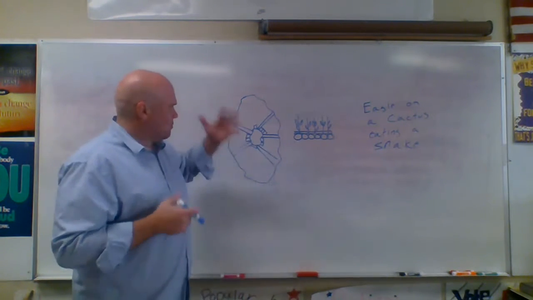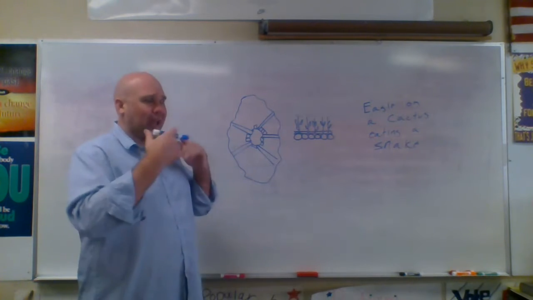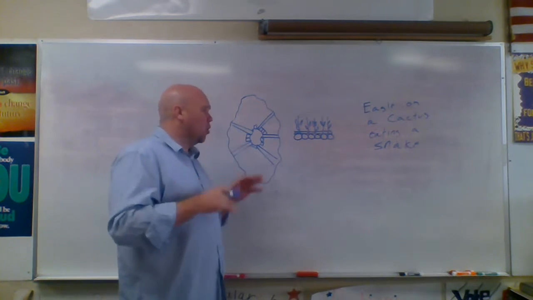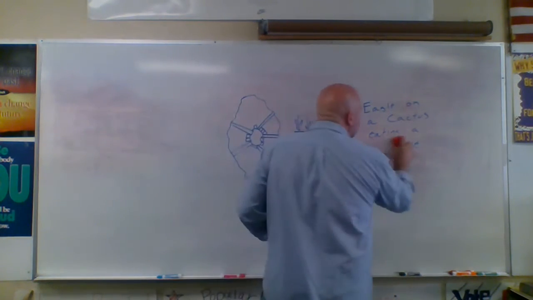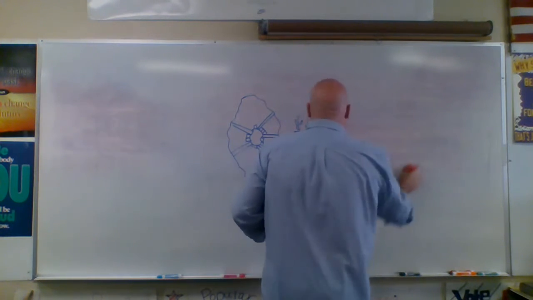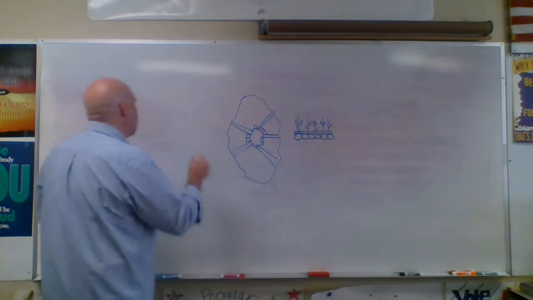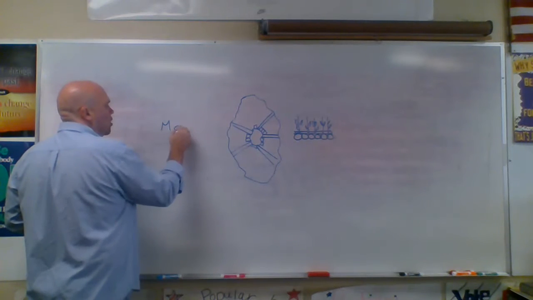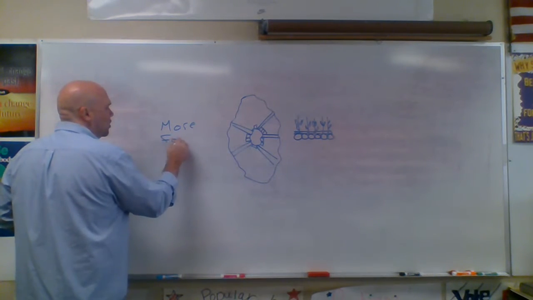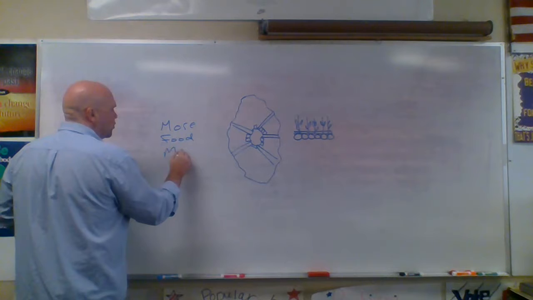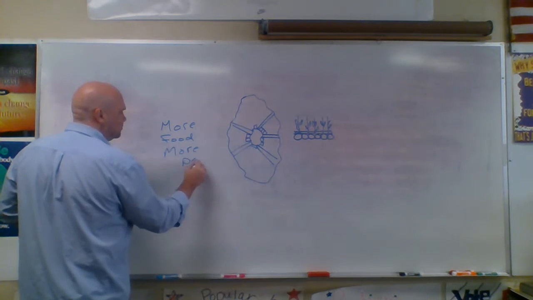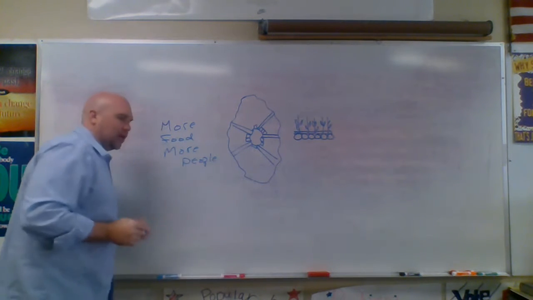Past that, they continue to grow, they continue to have more crops, and again, as we know, when you have more food, you have more people. And so, more food equals more people. So their population starts to go up.